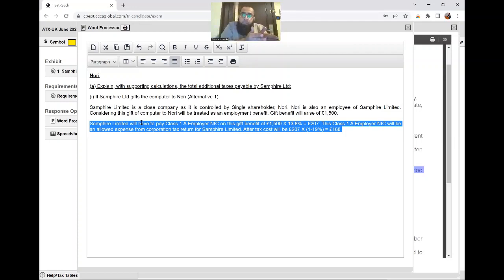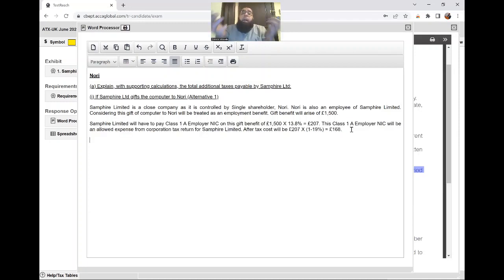NIC is 207. After tax cost, if you remember your financial management, you used to do cost after tax, KD(1 minus T). Remember F9, FM paper? After tax cost. So 207 was the NIC, and after tax, because we'll get the allowed expense relief, the after tax cost will be 168.